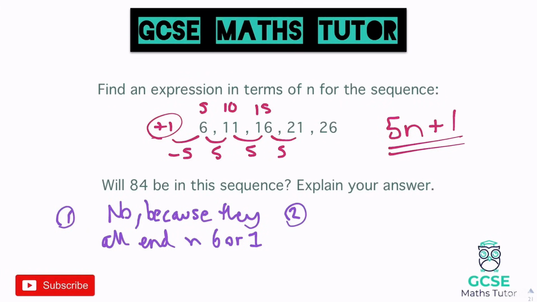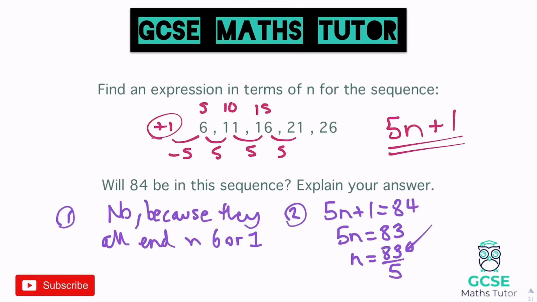I can just say, well, does 5n plus 1 ever equal 84? And that's what that means there. Does 5n plus 1 ever equal 84? And we can solve that. So taking away 1, we get 5n equals 83. And then if we divide by 5, we get 83 divided by 5, which is not a whole number. So I could say no, n's not going to be a whole number, the position is not going to be a whole number.